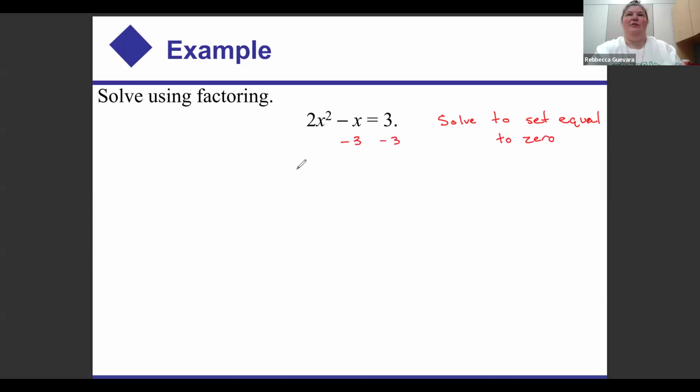If I just subtract 3 from both sides, then I have 2x² minus x minus 3 equals 0. So now we just have to factor. This is going to be an AC method. So we have 2 times -3, which is going to give me -6. So I need factors of -6, and what we want is to find the ones that sum to -1.